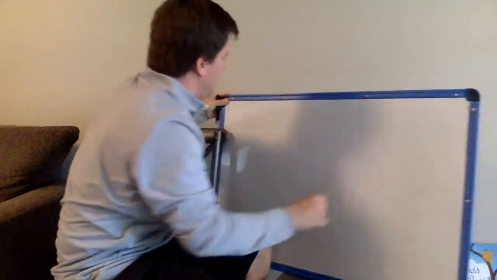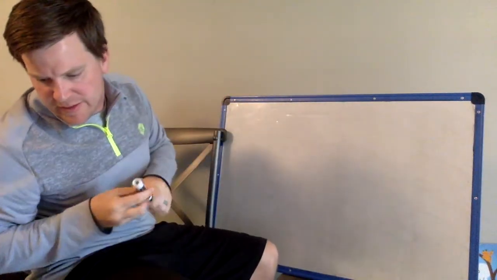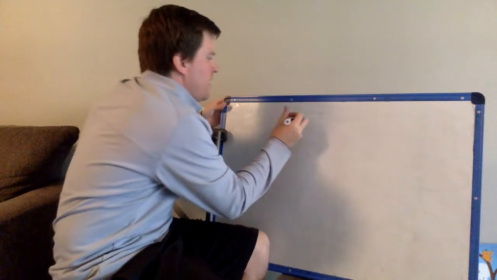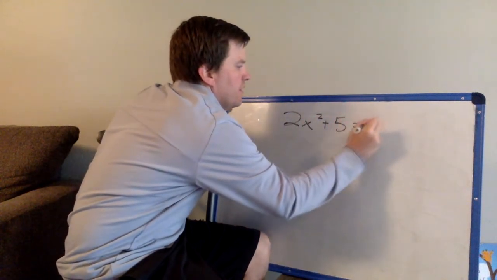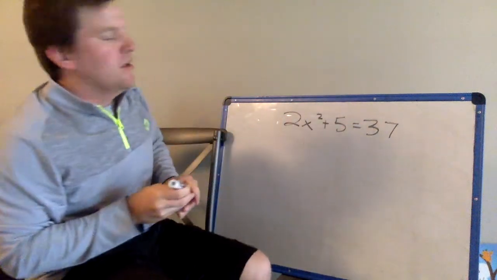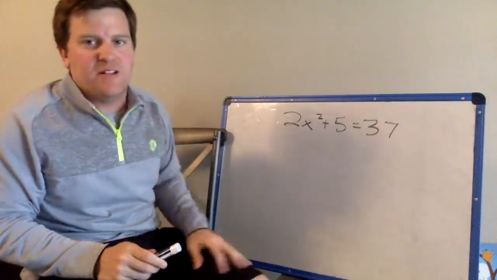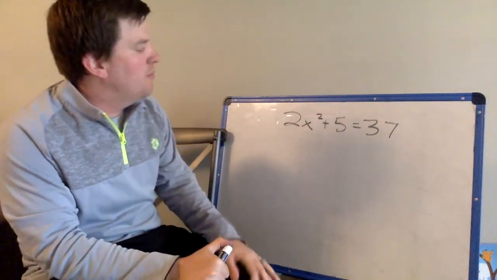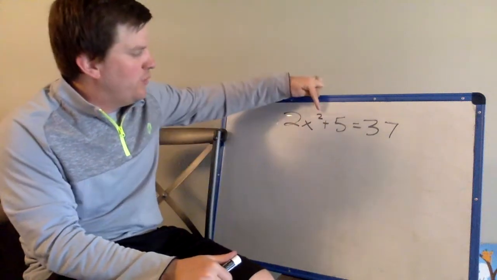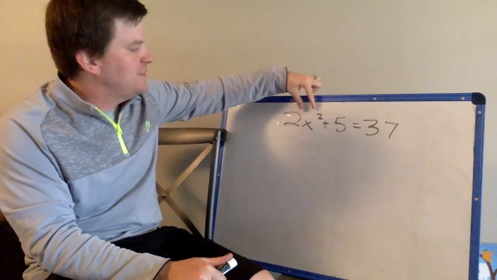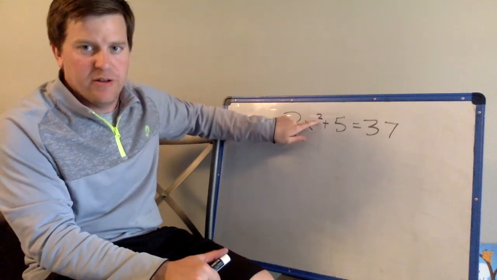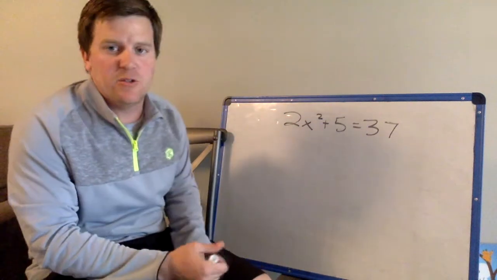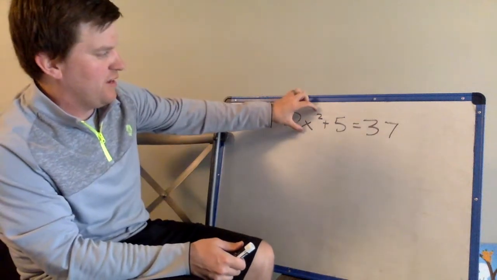Let's make it a little tougher here. Let's say we have 2x squared plus 5 equals 37. Okay, remember the goal is to get the x all by itself. There's a lot going on here. Before we can undo this squared, we need to isolate whatever is squared. Right now, it's just x squared. That's the only thing being squared. So we need to get the x squared by itself.